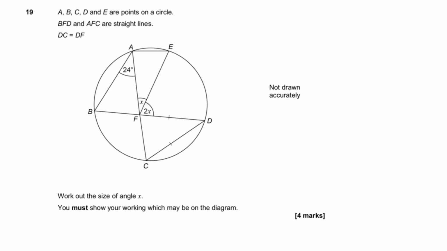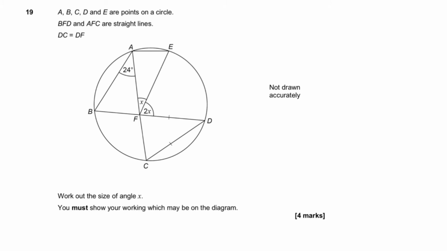So the question says, A, B, C, D and E are points on a circle. B, F, D and A, F, C are straight lines. DC is equal to DF. Work out the size of angle X. You must show your working, which may be on the diagram.